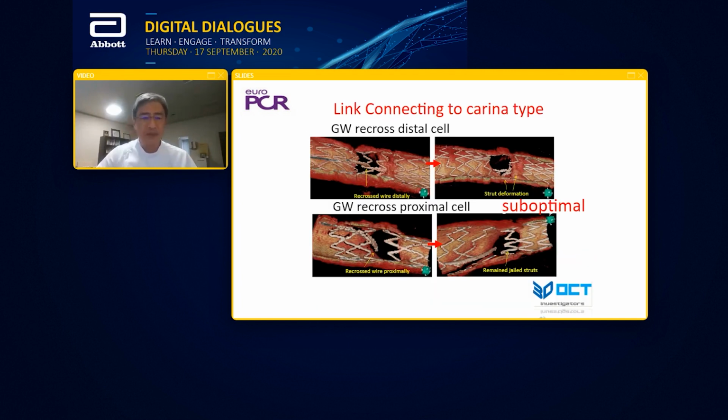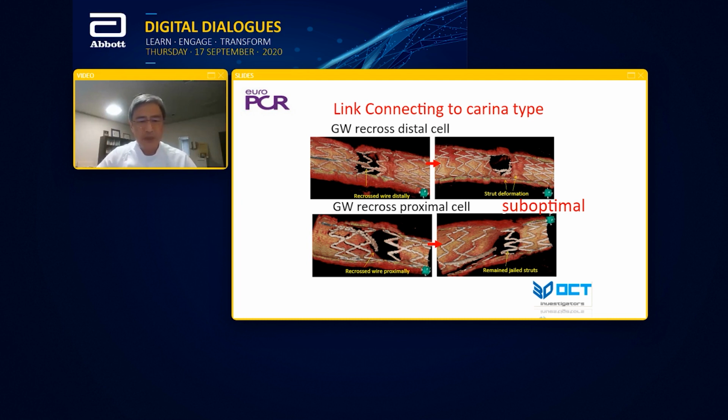This is another example of link connecting to carina type. The link is here, and the guide wire recrosses in the distal cell like this. After KBT, this strut is crushed, and also by the pulling effect of the balloon, stent deformation happens and there is no longer stent there at the carina side. Actually, this patient died 1 month later, suddenly.